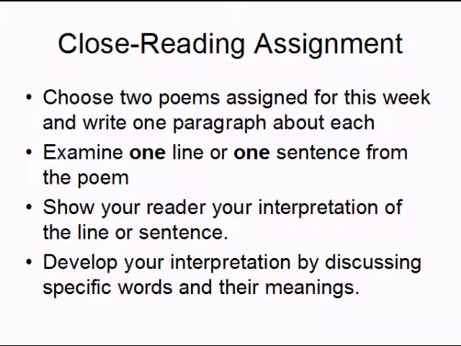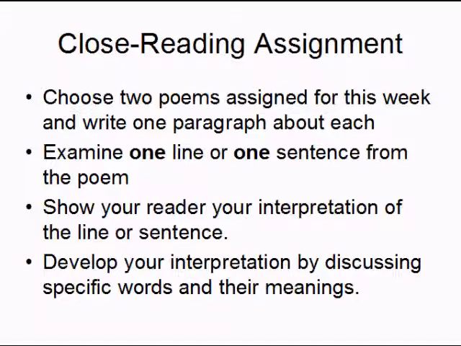You're going to choose two poems that we've read for this week, and you're going to write one paragraph about each poem. In your paragraphs, you'll look at one line or one sentence from the poem, and you'll develop your interpretation by discussing specific words and their meanings. Just to be clear, this assignment is 2 paragraphs long. One paragraph about one poem, another paragraph about another poem, and you don't need to make a connection between these 2 paragraphs. Just do the same exercise and do it twice.